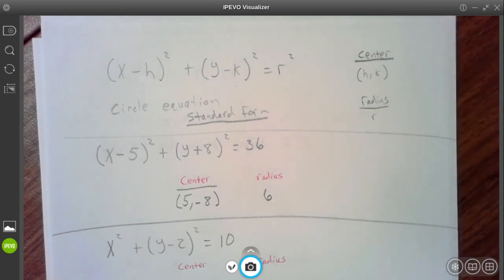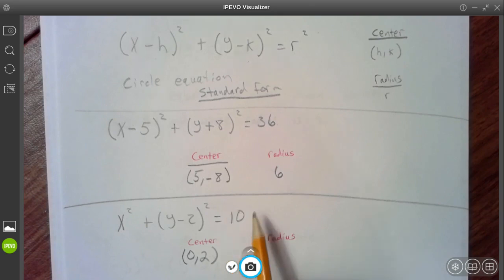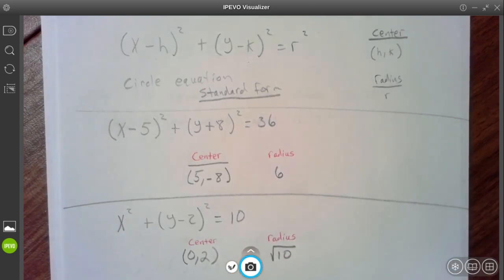The next one, I've got x squared plus (y minus 2) all squared equals 10. My center, for the x coordinate, is going to be 0. It's like x minus 0 all squared. And then for my y value, it's going to be positive 2. And then the radius, what number squared will give us 10? All you do is take the square root of this part. So the radius is going to be the square root of 10.